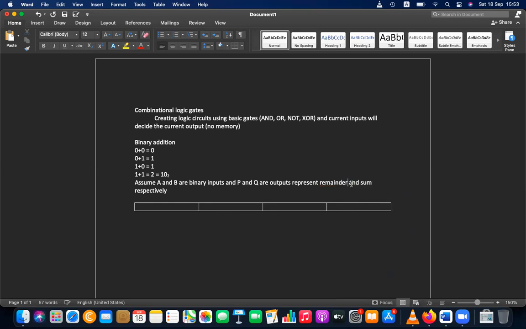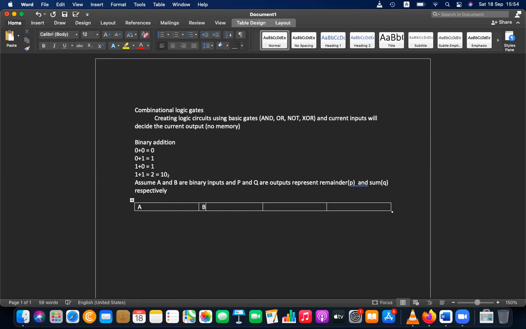Remainder means the balance. After addition, is there any balance? So let's say remainder is P. P is the remainder, and sum is Q. Sum is the addition. That is Q. The remainder is P and sum is Q. Okay, let's create a circuit for this. I'll give you the task, so please try to create.